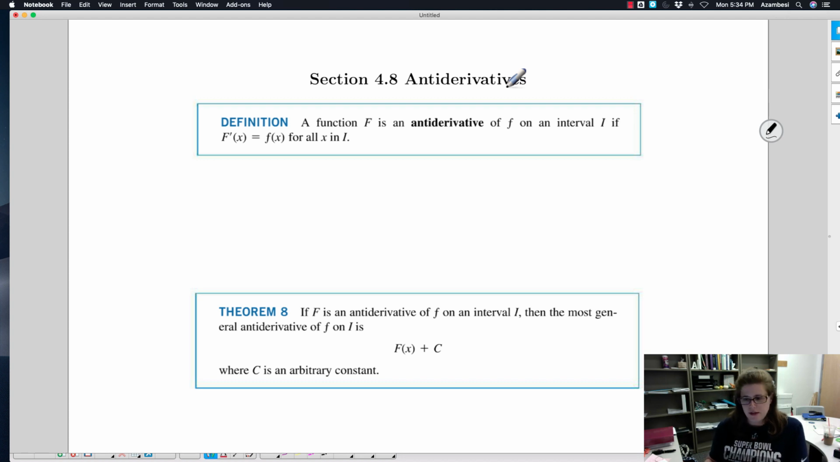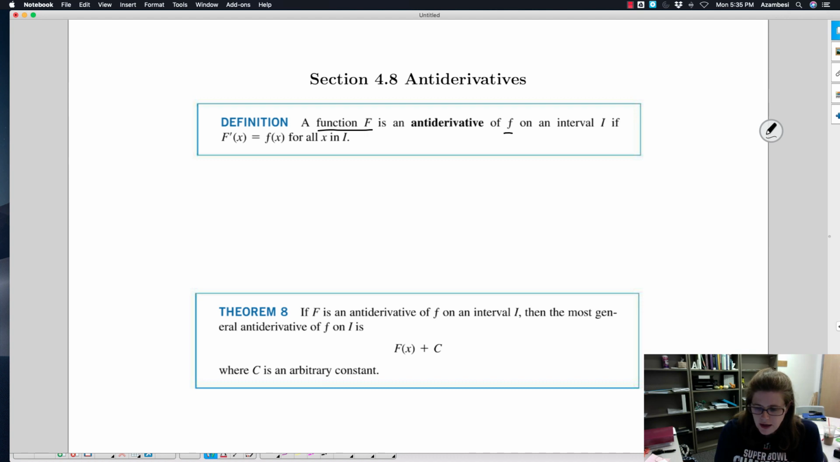So what is an antiderivative? A function big F is an antiderivative of small f on an interval if F prime of x is equal to f of x for all x in that interval. So for example, what we're doing is we are doing a derivative in reverse.